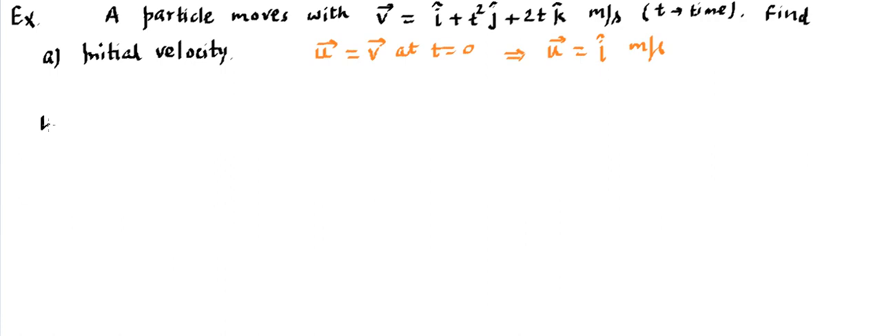Second part, let's say somebody is asking, find acceleration at t equal to 2 seconds. So at any time, acceleration we need to find. Point is, if the velocity is given to us, we can find the velocity at any time. Now the next point is to find the acceleration at any time.